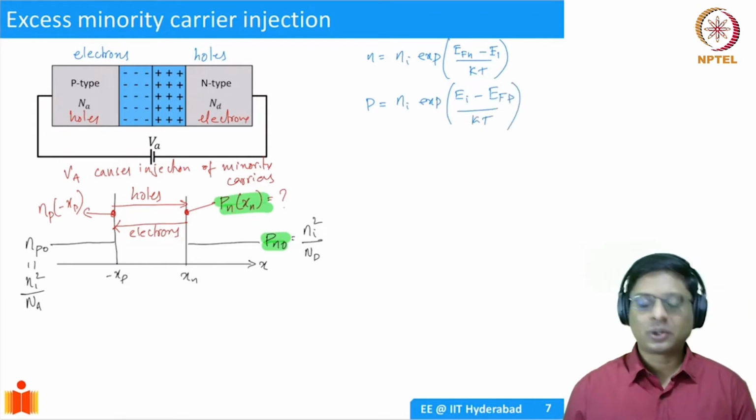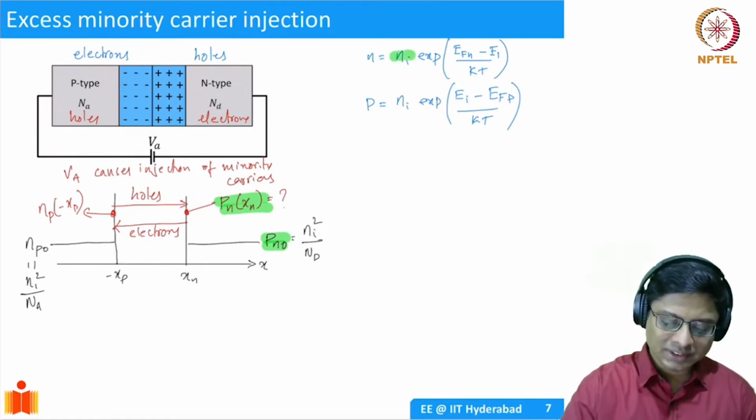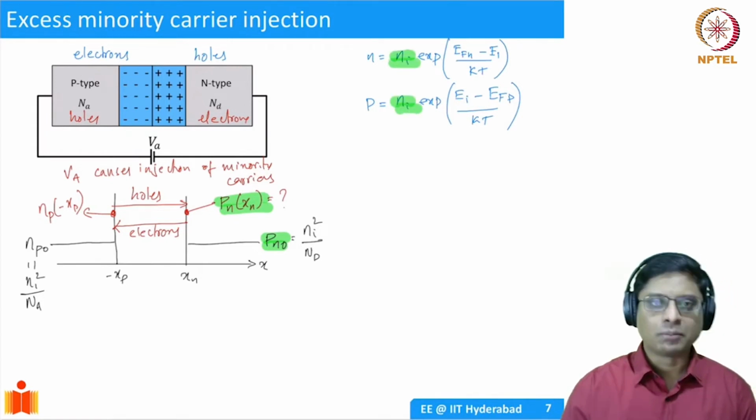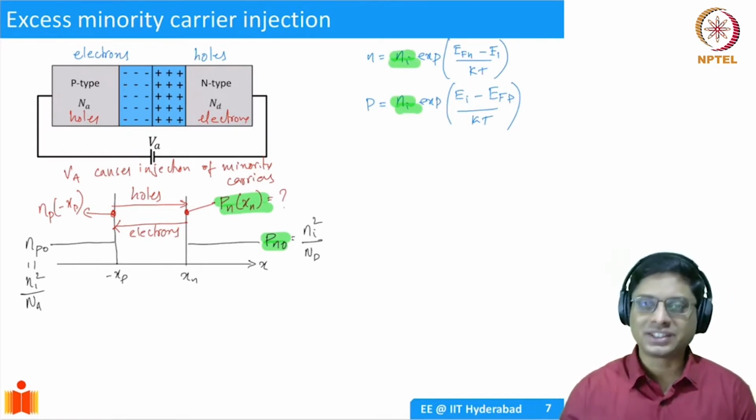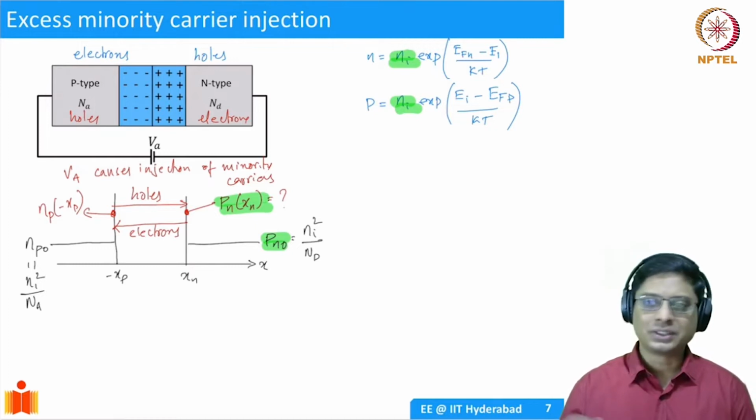Remember, for me, the way I remember it is I use ni as a reference level. My majority carriers are going to be higher than that. I just think about that and then I put the appropriate sign. Otherwise, there's a chance of getting confused with the sign in the exponential. So please form whatever works for you. You just figure it out.